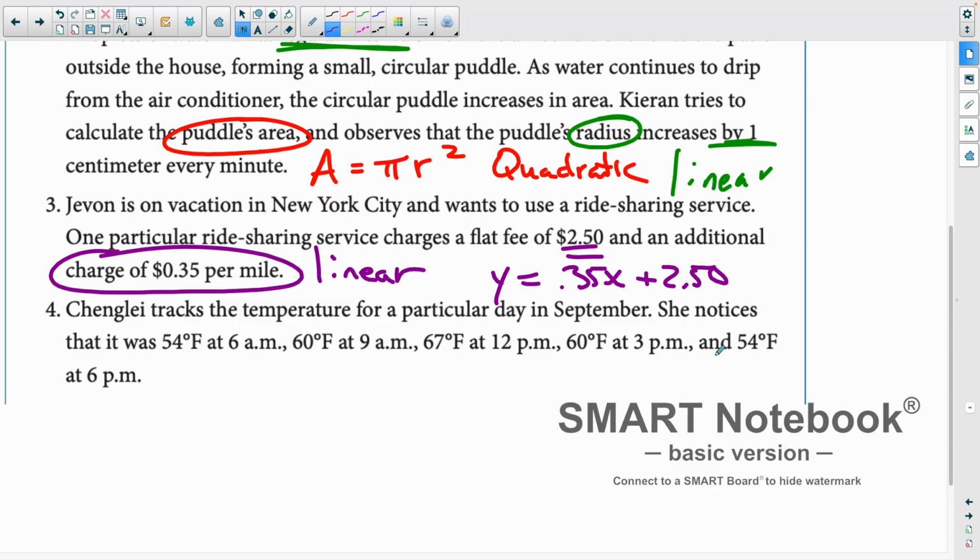Why did you say it's quadratic? It goes up and then it goes back down, right? Of all the models that we have, linear doesn't do that, exponential doesn't do that, but quadratic does. Now, here's the one thing I need you to look at on this one. On a quick glance, I would agree with you. It is quadratic. But look here. At 6 a.m. it's 54 degrees. At 9 a.m. it is 60 degrees. At 12 it is 67.